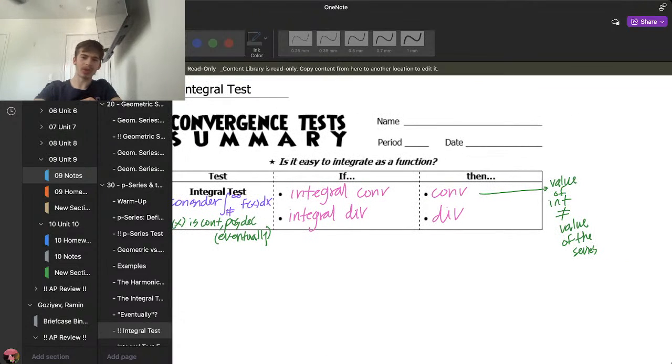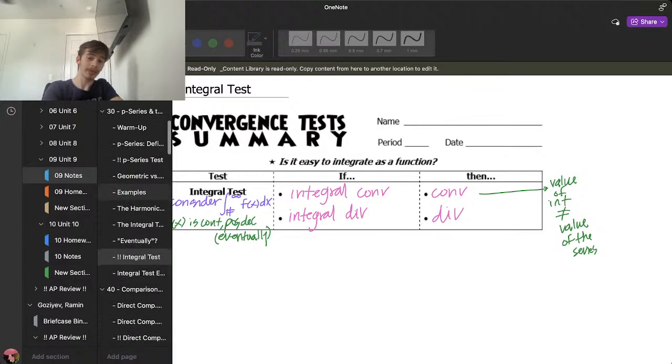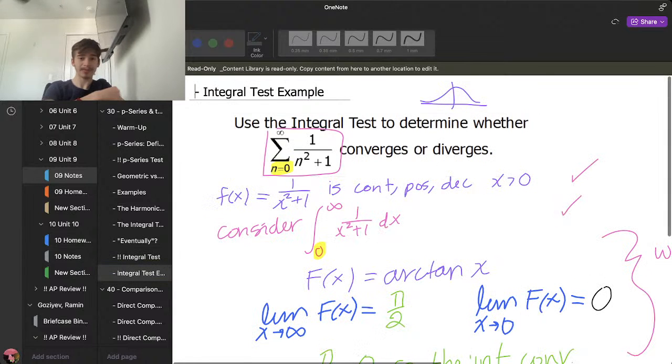Key note: the value of the integral is not the same as the value of the series. As a matter of fact, the value of the integral is less than the value of the series. That may come up as an MCQ question. I've seen it come up before. The value of the integral is less than the value of the series.